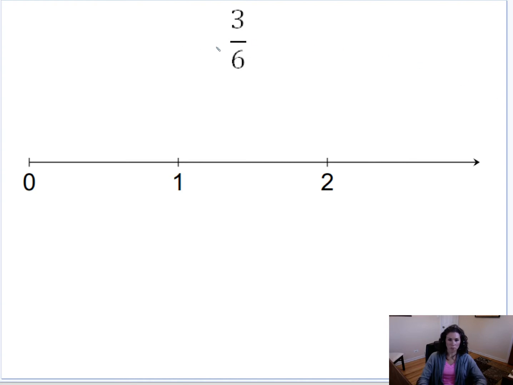So the first fraction was 3/6. In order to plot this fraction, first we've got to look at the denominator, which is the number on the bottom, and that tells us how many parts to divide each whole into. So from 0 to 1 I have a whole piece right there that needs to be divided into 6 parts.